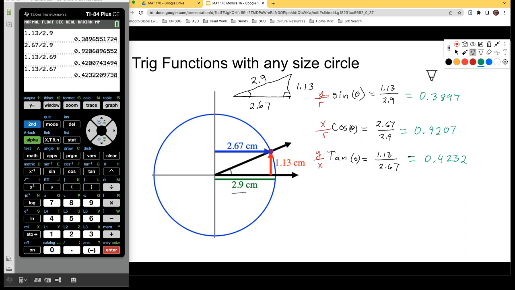We can also do the reciprocal functions. Now, there's two ways we could do it. Give myself enough room there. So I could do a cosecant. Remember, that's the reciprocal of sine. You could do it either as 2.9 divided by 1.13. I'm going to put that there. Or you could take the value we've got, do 1 over this.